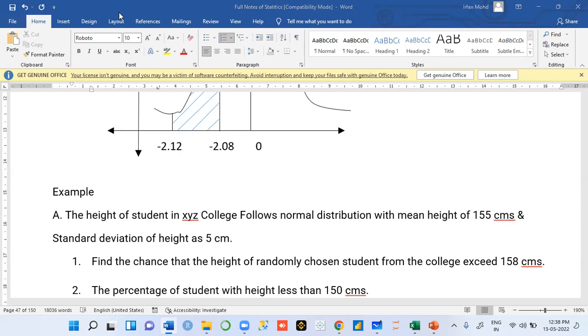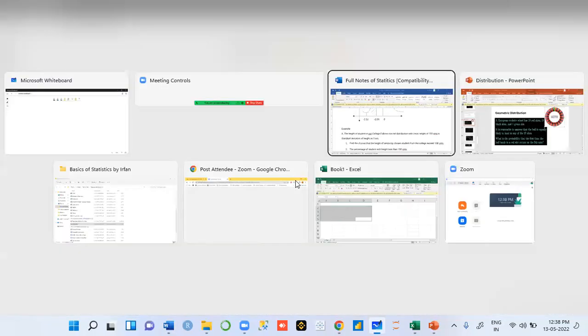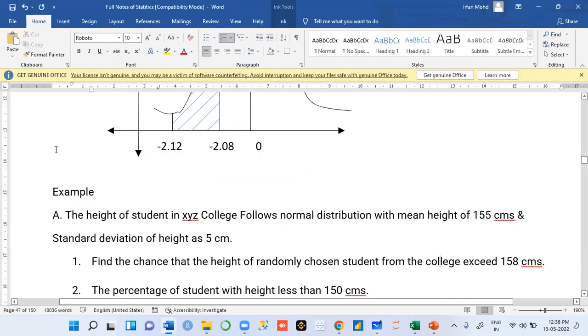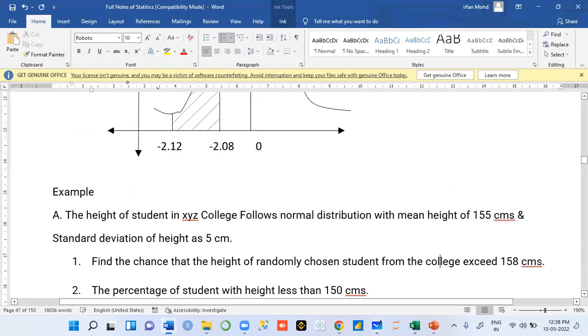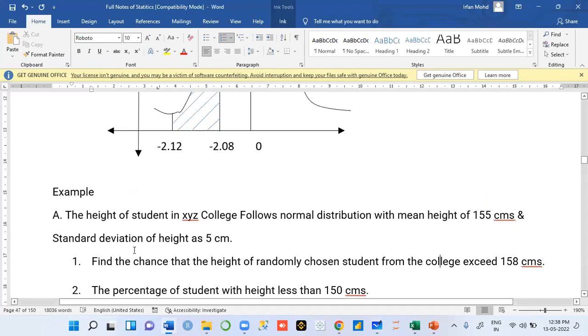Done, everyone? I'll change the screen. So guys, first we read the question. What is given? Height of students in XYZ college follows normal distribution with mean how much? The mean is 155 and standard deviation is 5 centimeters. Okay. So here we say find the chance that height of a randomly chosen student exceeds 158.